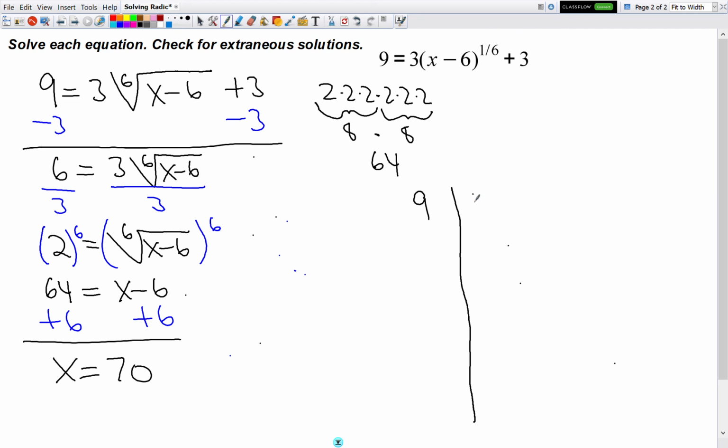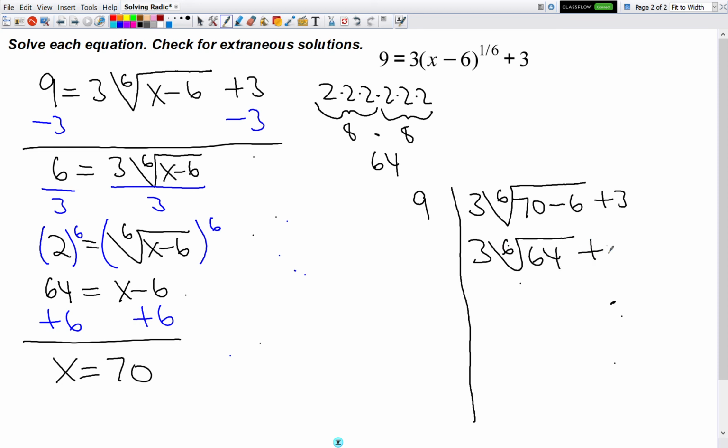Then we have 3 on the outside, 6th root radical of 70, which is the answer I want to check because that's the number I got when I solved for x, minus 6, and then plus 3. So we're just going to play with these numbers. This 9 is going to stay by itself because that's pretty much the simplest it's going to get. We're not going to break it up into 3 times 3 or anything fancy like that. Just leave it as 9. Then 3 times the 6th root radical of 64, plus 3.